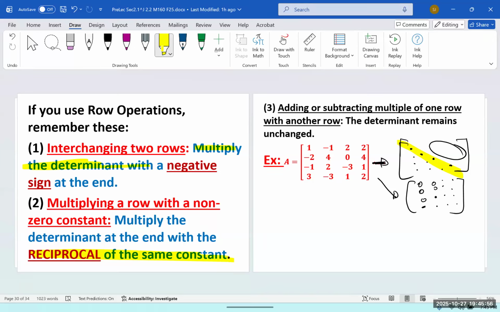If you use the three row operations, these are the things you have to be careful about. Swapping two rows changes the sign. Multiplying by a non-zero constant means you have to multiply by its reciprocal. And the last one, adding or subtracting multiples of one row to another row, doesn't do anything. That's why I didn't get the correct answer.